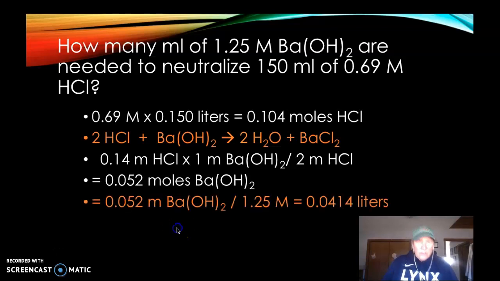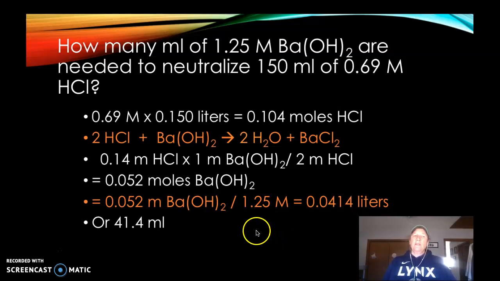Then what I have to do is divide by the concentration, because I'm trying to find my volume. So I take the moles I just found, divided by my concentration. This is in liters, so if I want to change it to milliliters, it would be 41.4 milliliters. So when you're doing titrations, those are the steps. There are more problems on those, and more steps and hints in the unit review notes.